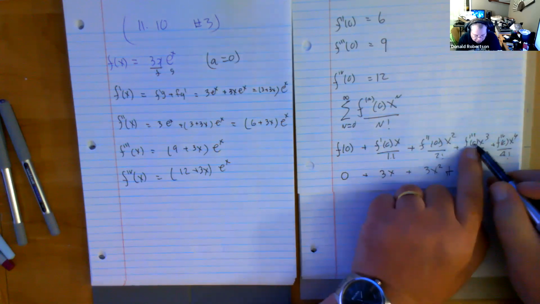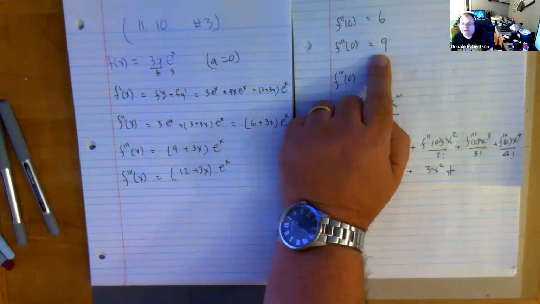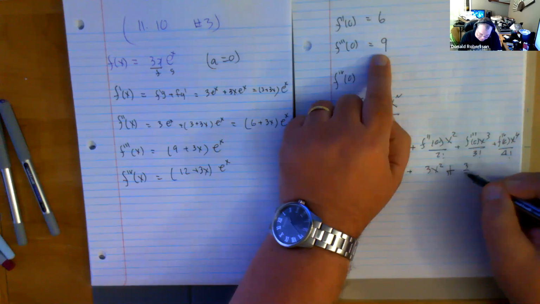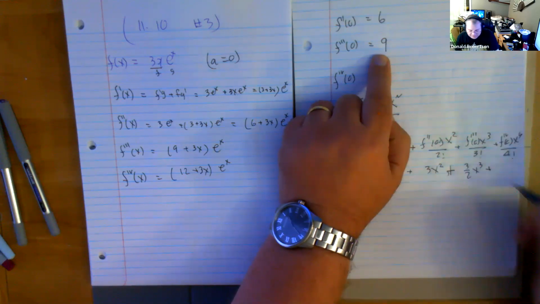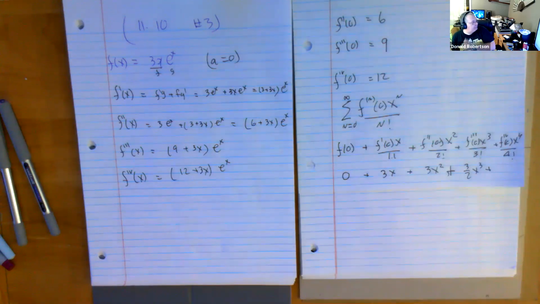This guy is 9. 9 over 3 factorial. 9 over 6, 3 over 2. This guy is 12. 12 over 4 factorial. 12 over 24. You get a half.